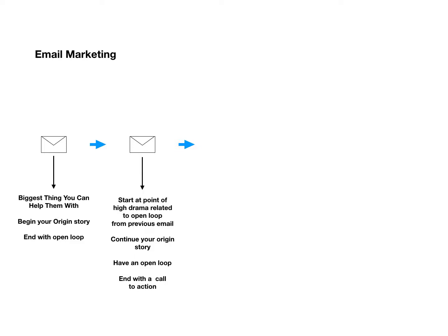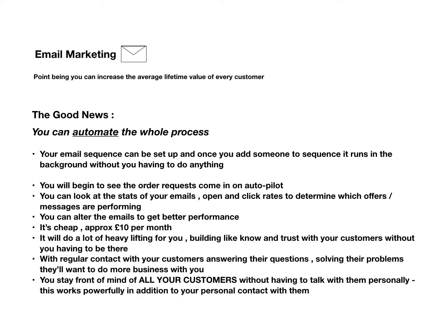So you might try and get them to call you or contact you or push them through to some sort of sales page even. Again, the details would need to be relevant to your target market. And then we'll build an email 3, an email 4, an email 5, and so on. So ending email marketing, the point being you can increase the average lifetime value of every customer. I think I've highlighted that from the beginning of this little presentation.